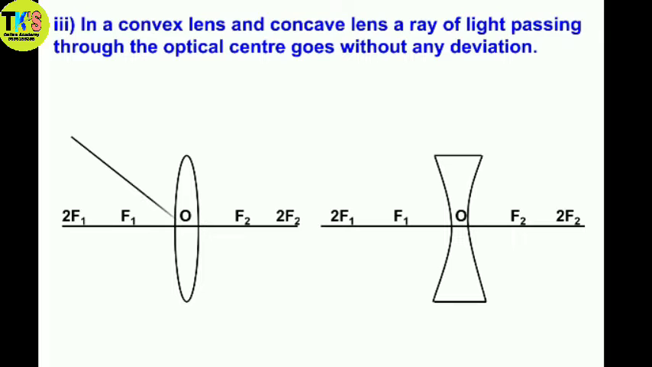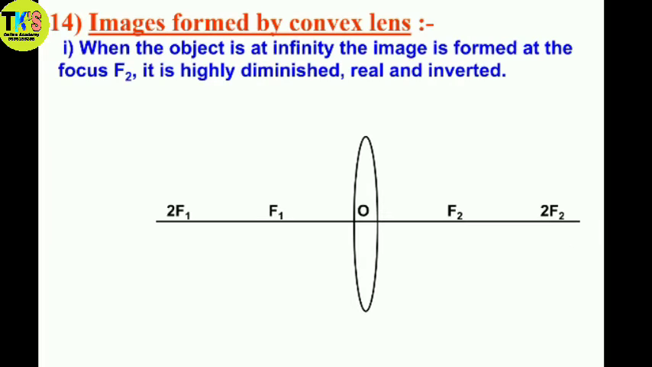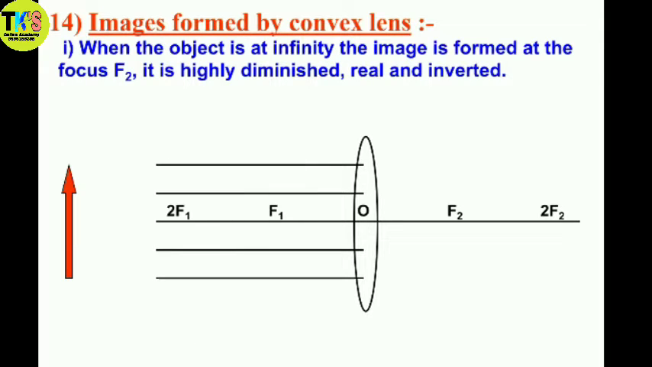You can see in these slides, no deviation at all. Okay, now we will discuss images formed by convex lens. First case is when the object is at infinity, the image is formed at the focus f2. It is highly diminished, real and inverted. You can see in this slide, my object is placed at infinity and the image will be formed at focus f2.